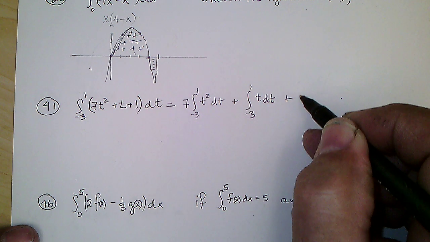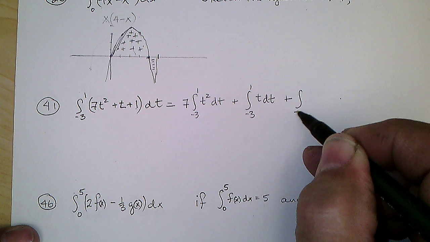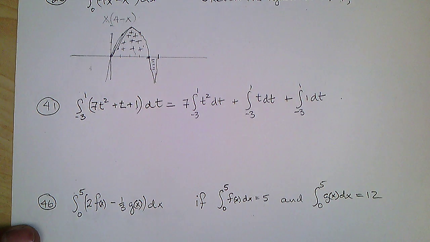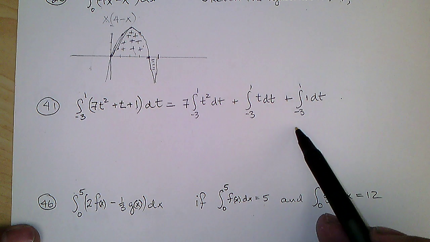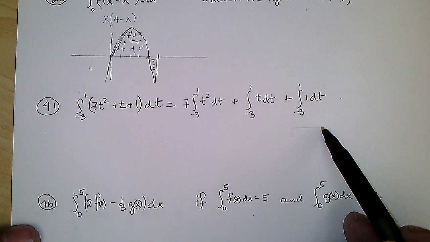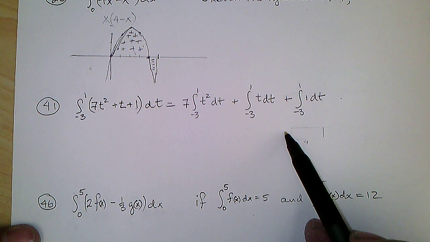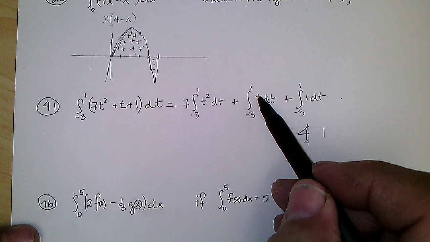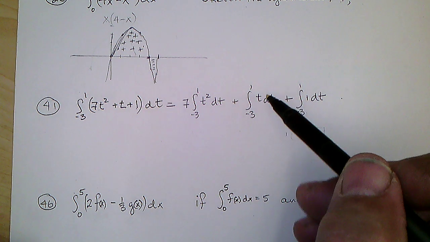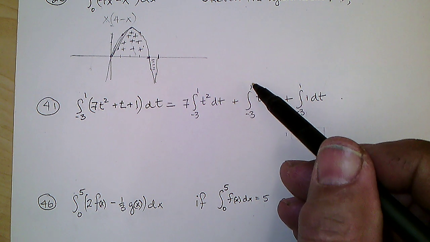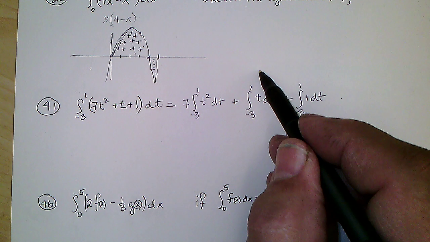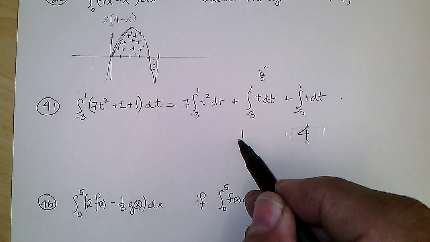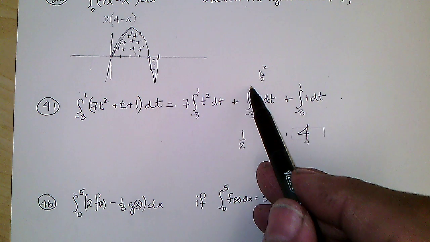plus the integral from -3 to 1 of 1 dt. This one is always 1 high from -3 to 1. That's a width of 4 by 1, so this area is 4. This one, we know that if it goes from 0 to 1, we would do b squared over 2. So if we put 1 in there, we get 1/2. That's from 0 to 1.